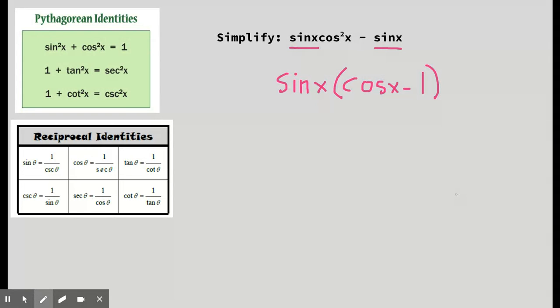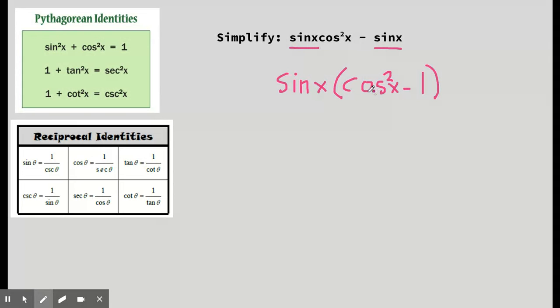So the beautiful thing about this, if you were to take 10 seconds and check yourself, it'll give you the original problem back. Sine x times cosine x is sine x cosine x, and I left my 2 off. Sorry about that. So if I were to multiply sine x times cosine squared x, I get this original term. And if I were to multiply sine x times negative 1, I'd get negative sine x. So far so good, hopefully.